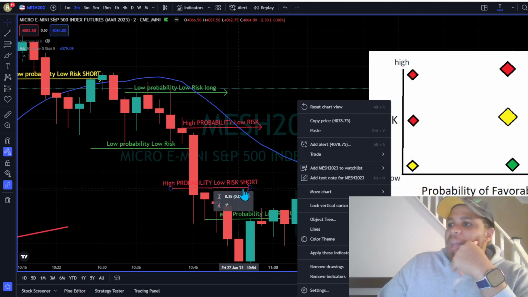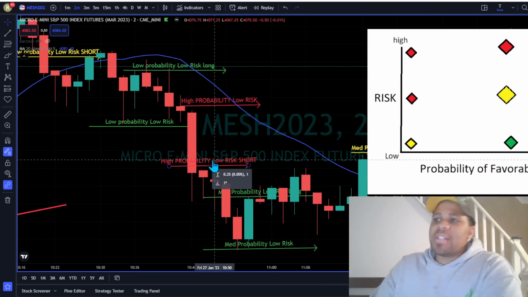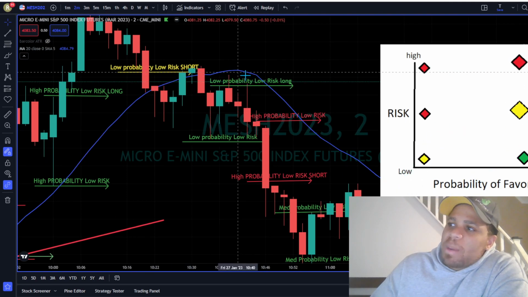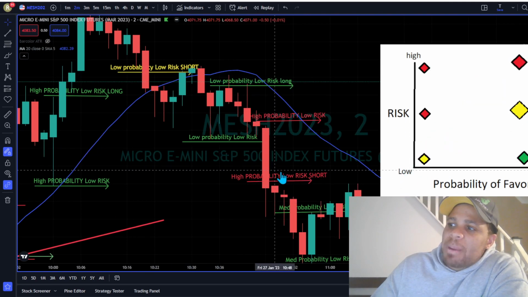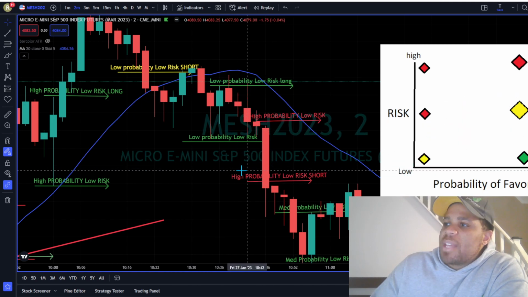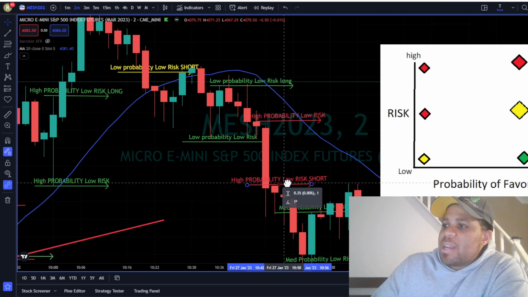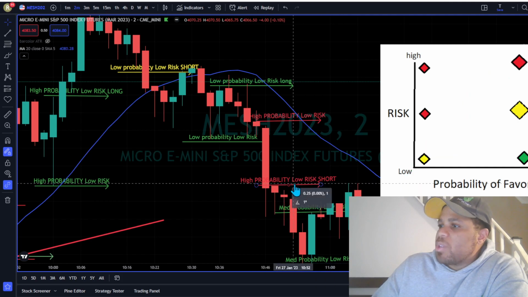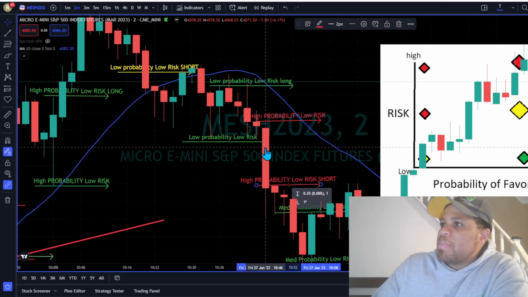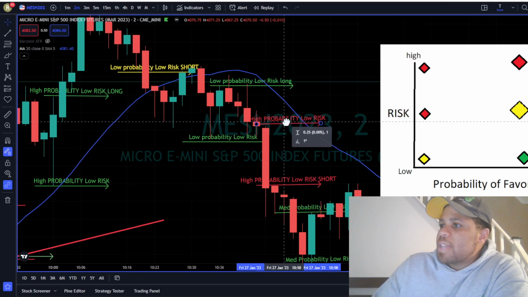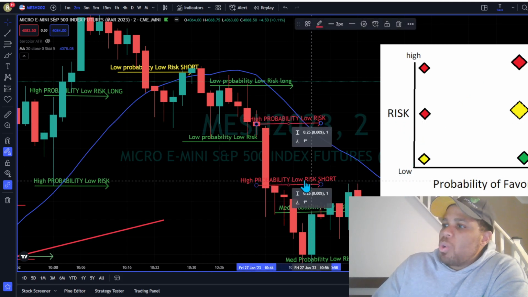So right here, high probability, low risk short. What makes this high probability? Well, a lot of the things that just made this low probability for a long make this high probability for a short. Even with this, you have a breakdown. You're entering right here. When this comes up and falls away, this is where you're deciding to go short. You have this big bar here, this 7-point bar, and you put your order here.